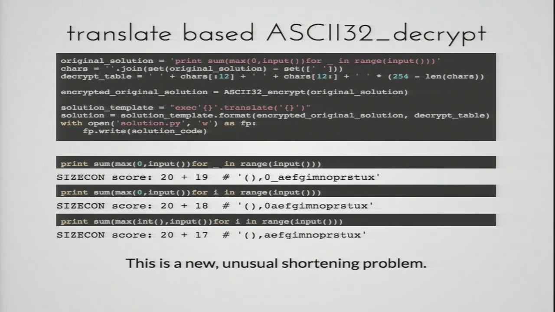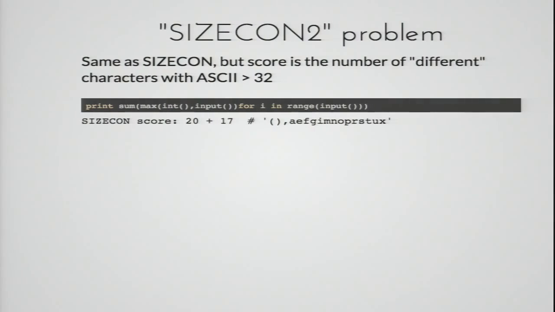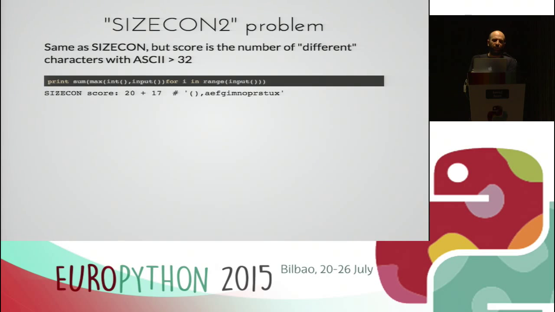So you see, we just mapped the old problem into a new problem. This is quite an unusual shortening problem. We are looking for a solution to a problem which has the minimum number of different characters. Let's call it the SIZECON 2 problem. It's the same as SIZECON, but we are looking for the minimum number of different characters. So we will put aside the translate stuff. It's working. As a matter of fact, I found at least two other ways to do the decryption that gave good results. This is just the easiest. I spent a lot of wake nights on this.